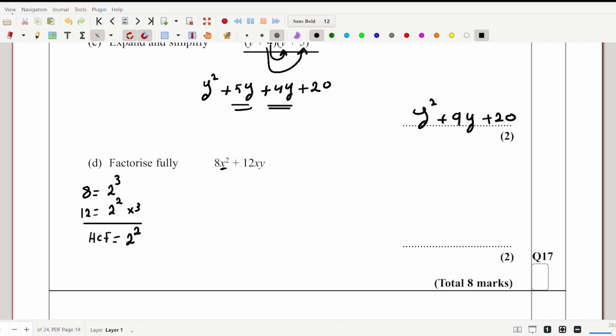Here we have x squared and here we have x to the power of 1. The lowest power is x to the power of 1, so we'll take x as a common factor between x squared and x. We have 4 as a common factor between 8 and 12. Left over here, 8 divided by 4 is 2, x squared divided by x is x, plus 12 divided by 4 is 3, y, because x divided by x is 1 times y is y. So our answer here is 4x times 2x plus 3y.